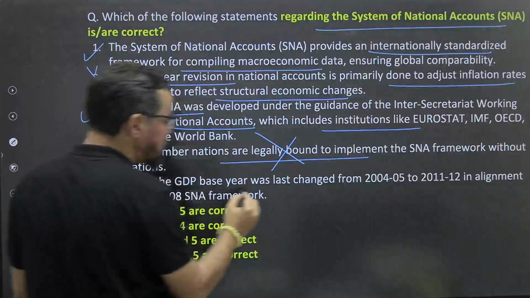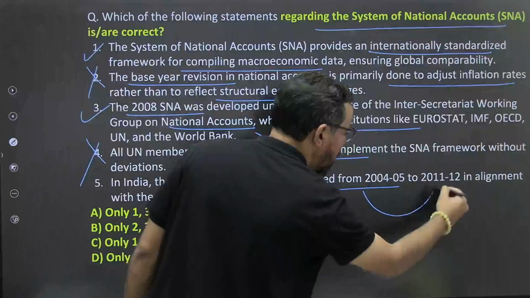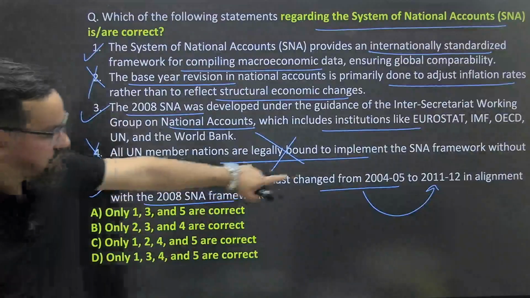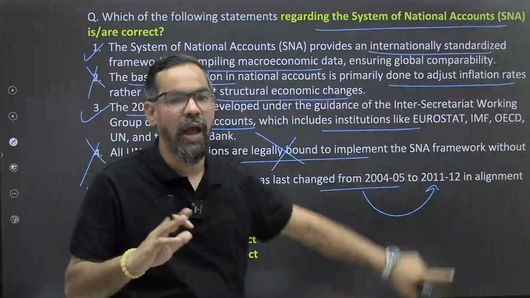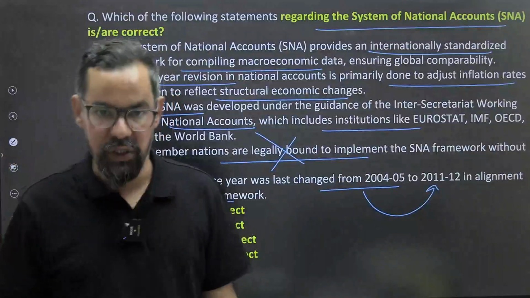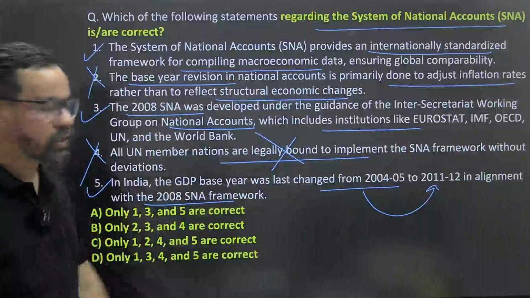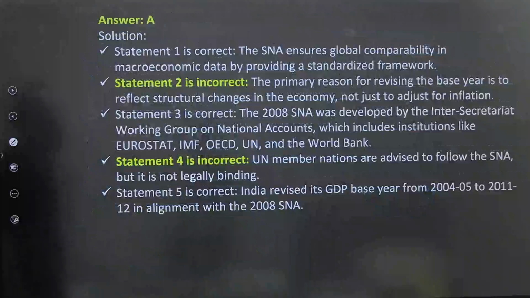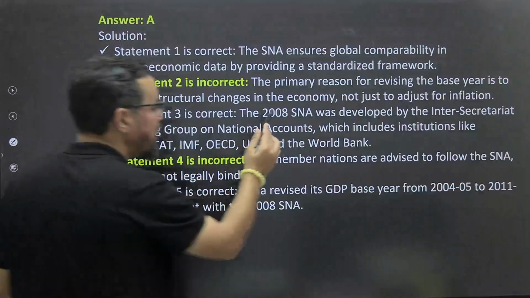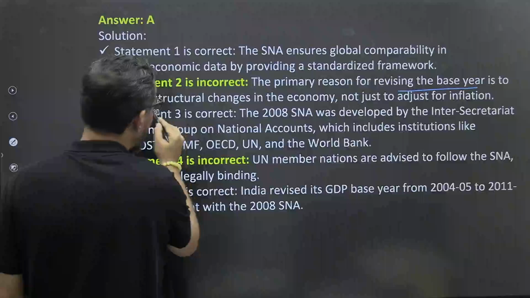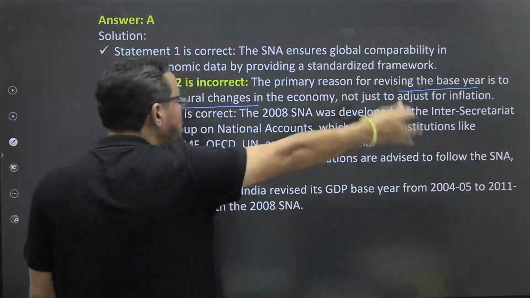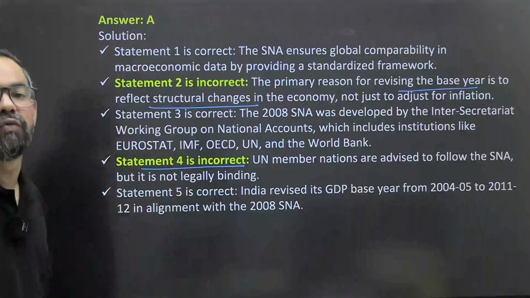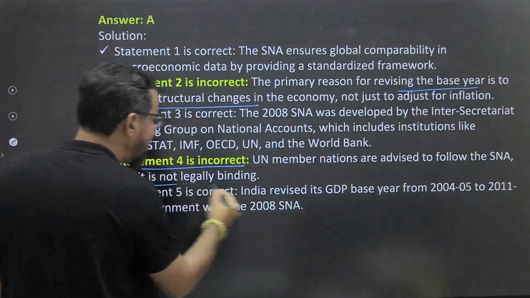In India, GDP base year changed from 2004-05 to 2011-12 in alignment with the SNA 2008 framework. 100% true. So right now we follow 2011-12. But the government is planning to shift this particular one to 2016-17, right? But right now the GDP base year is 11-12 only. So 1, 3, 5 means option A only will be the right answer for this particular one. So the primary reason for revising the base year is to reflect structural changes in the economy, not just inflation. Fourth one, UN member nations are advised to follow the SNA, but it is not legally binding, right?